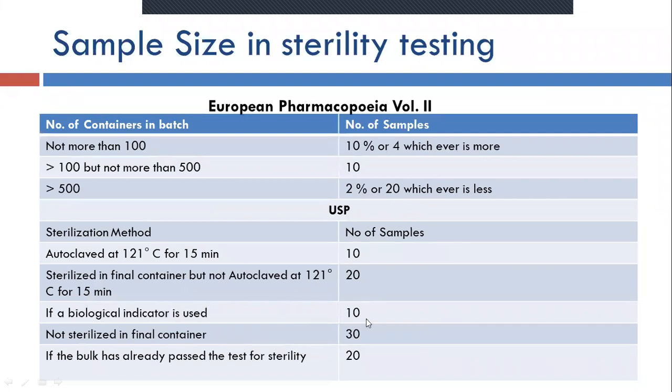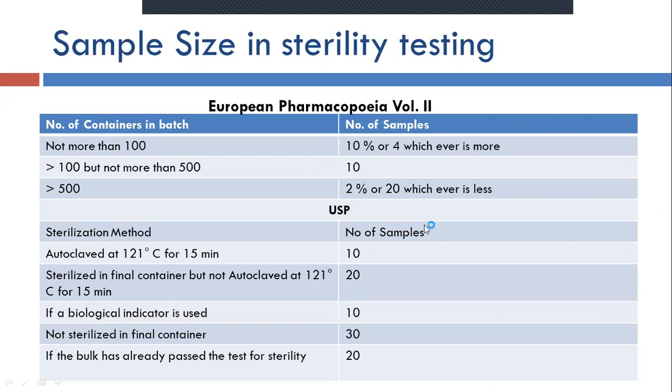And then coming to the sample size. How many samples have to be collected from the bulk? If the containers in a batch are not more than 100, then 10% or 4, whichever is more, we have to take. That means if there are 100 containers in a batch, then we have to take 10%, that should be 10.